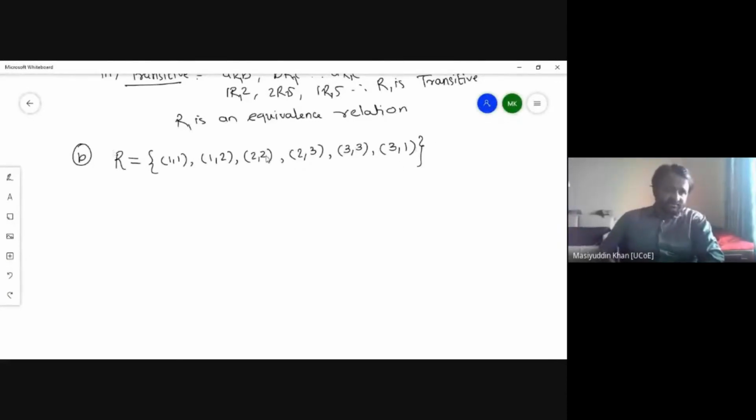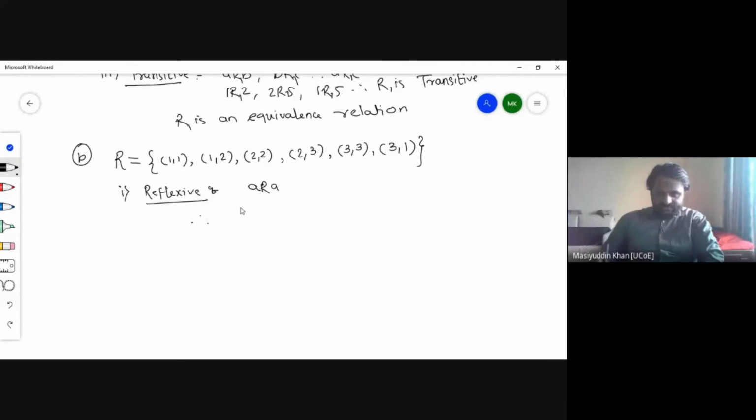So we can say that here, one by one, the first one is reflexive. So we have to define it as reflexive. Reflexive is A related to A, so we can say that 1 is related to 1, 2 related to 2, 3 related to 3. Therefore R is reflexive.